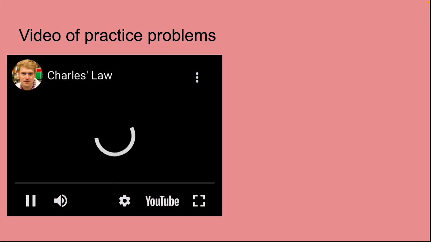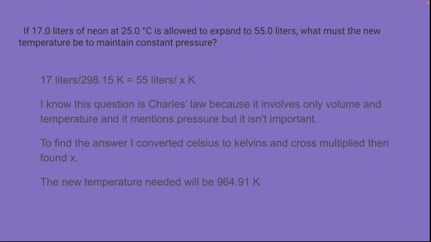Here are my practice problems. For this equation, I knew this one was Charles' law because it involves only volume and temperature. I first multiplied it out, I found the kelvins, and then I multiplied it out, and the temperature needed will be 964.91 kelvins.